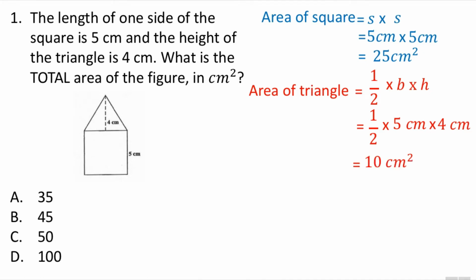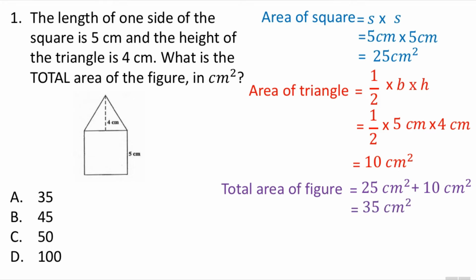But the question asks you for the total area of the figure, which therefore means we need to work that out as well. So the total area of the figure would be 25 centimeters square, because that's the area of the square, plus 10 centimeters square, because that's the area of the triangle. And if we add them together, we get 35 centimeters square, which therefore means, guys, our answer is A. Lovely.